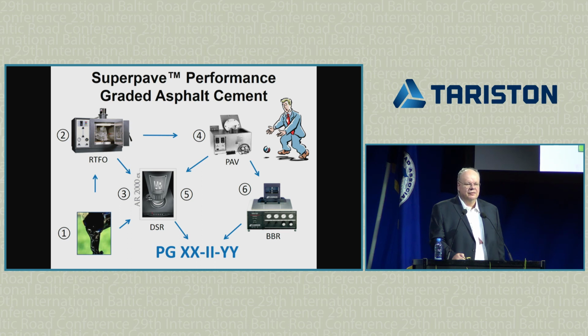But it was a shift from penetration and ring and ball softening point to more expensive equipment. A rheometer costs anywhere from $40,000 to $100,000. A BBR costs about $45,000. So basically we got fancy equipment, new tests, acceptance criteria that nobody really understood where they came from, and that led to some problems.